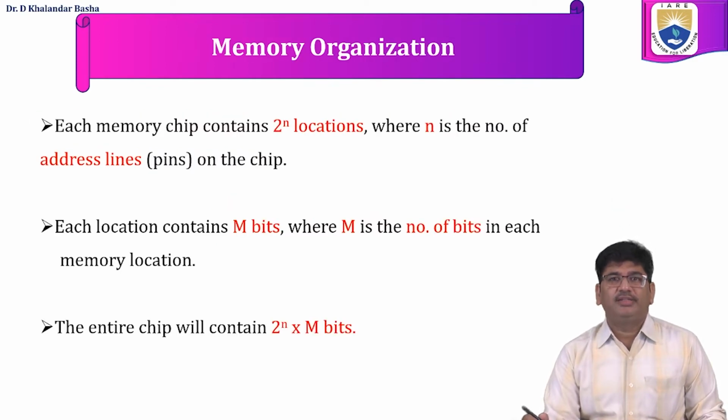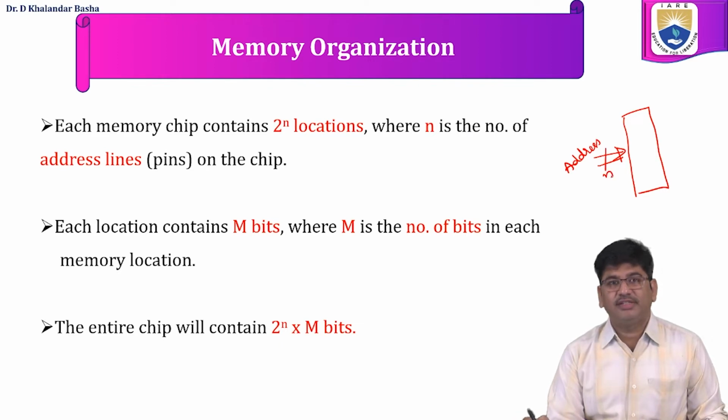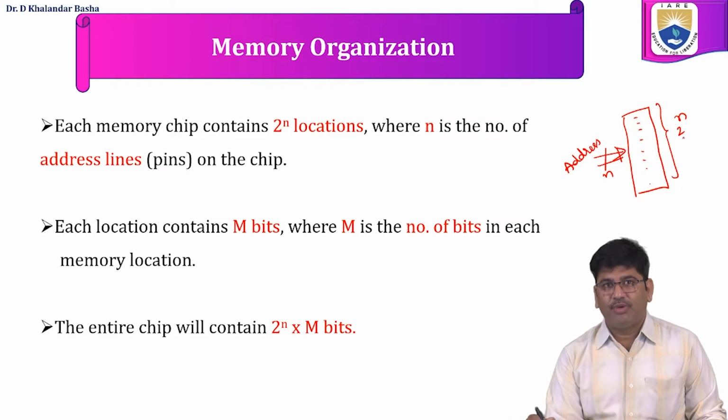Each memory contains 2 power n memory locations, where n is the number of address lines. For accessing the memory, we are going to give some address. If this address is n bits in size, the number of memory locations is 2 power n. The relation between the number of address lines and the number of memory locations is, if the number of address lines is n, then the number of memory locations we can access is 2 to the power of n.